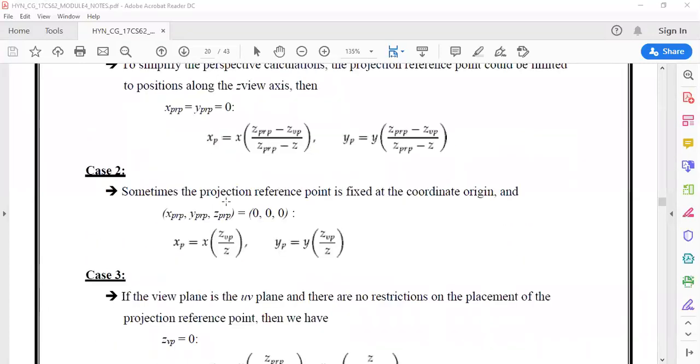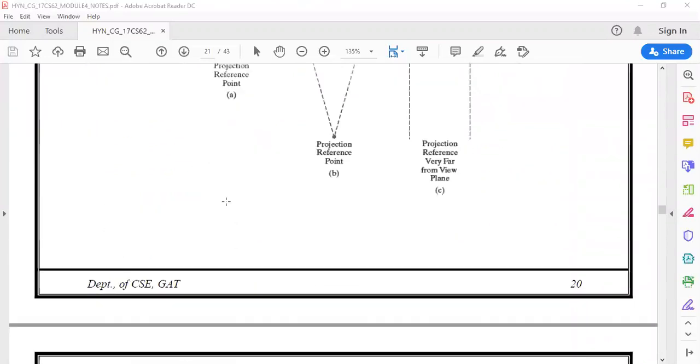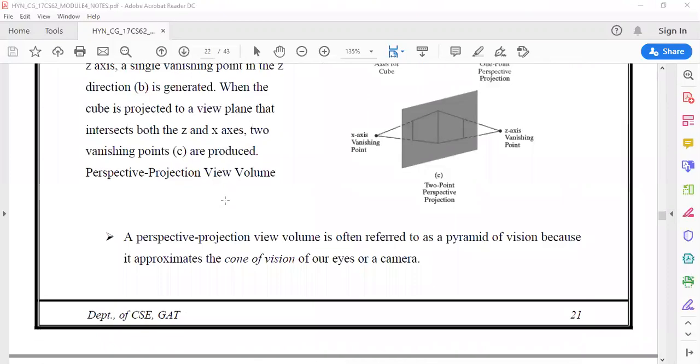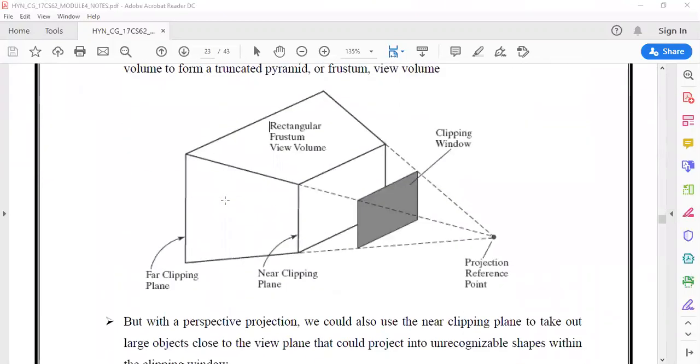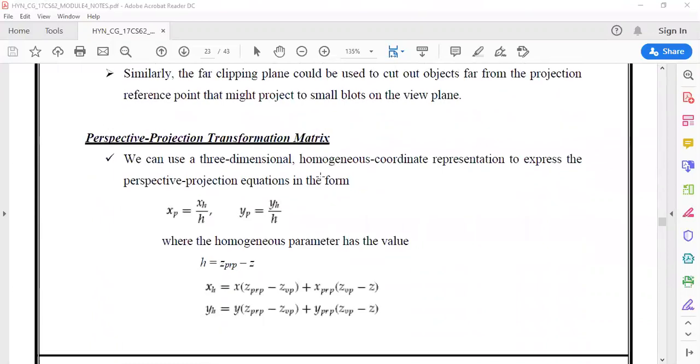We had also seen the different cases in the last session. Four cases we had seen, and we discussed vanishing points and the three types of perspective projections: 1-point, 2-point, and 3-point perspective, along with a little insight into what we mean by a frustum. In today's class, we'll be discussing the transformation matrix.